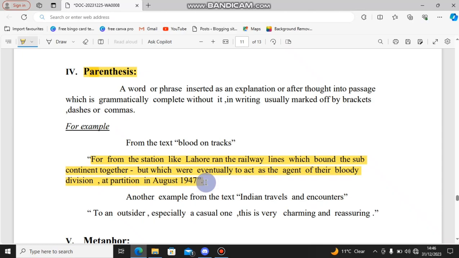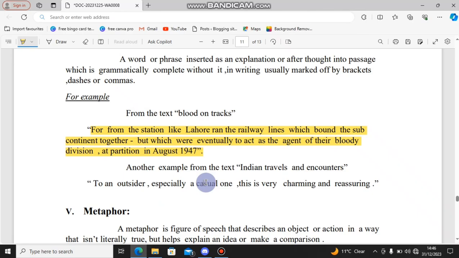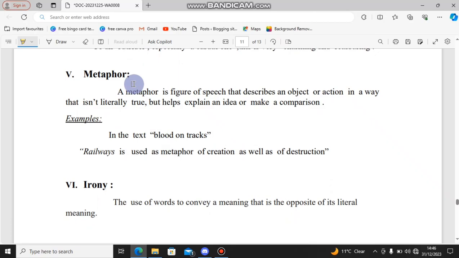Fifth one is metaphor. What is metaphor? A metaphor is a figure of speech that describes an object or action in a way that isn't literally true but helps explain an idea or make a comparison. So an example from the Blood on the Tracks article is that railways are used as a metaphor of creation as well as of destruction. So these two are very different words, creation and destruction.